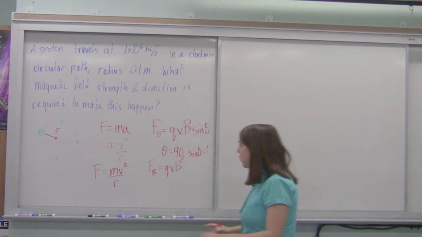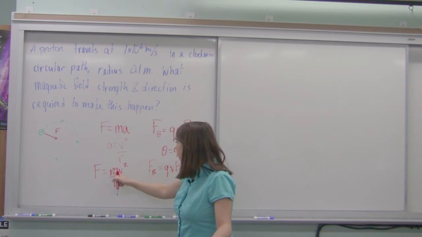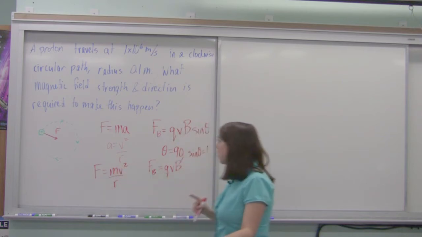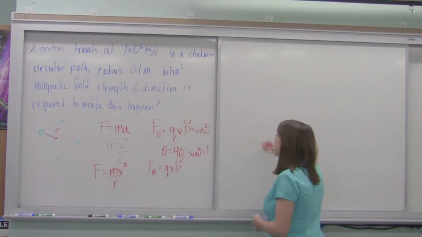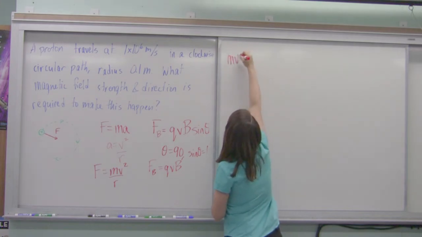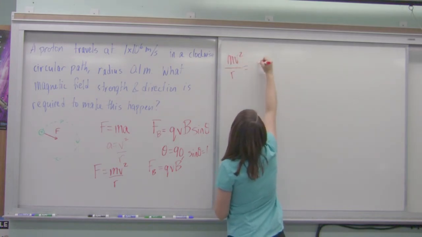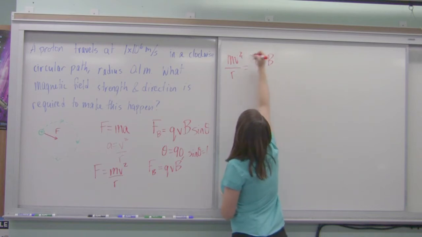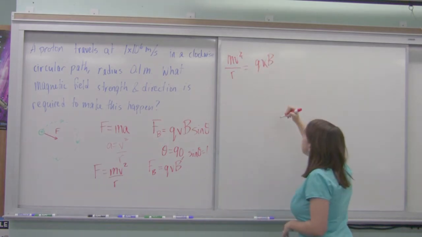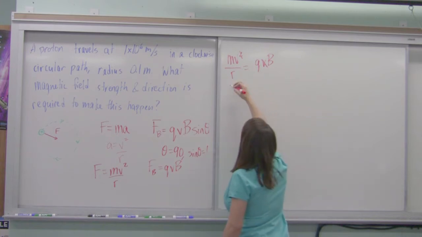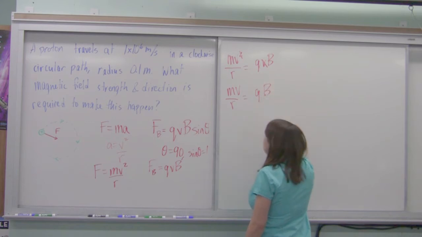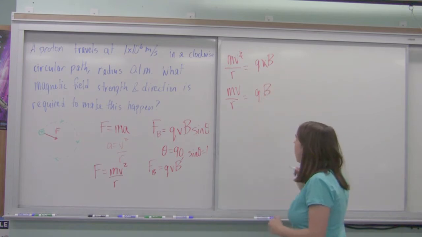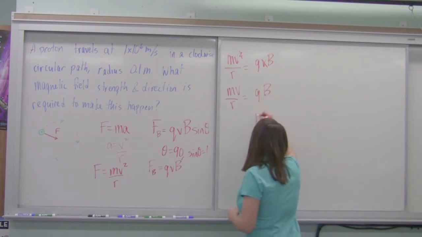I'm going to combine these two equations. I know force is mv squared over r, and I know the only force that's acting is qvB. So I will go mv squared over r is equal to qvB. One of these v's cancels nicely, and then I can go mv over r is equal to qB. It looks like for the purposes of this problem, I want to know the magnetic field, so I will solve for B.